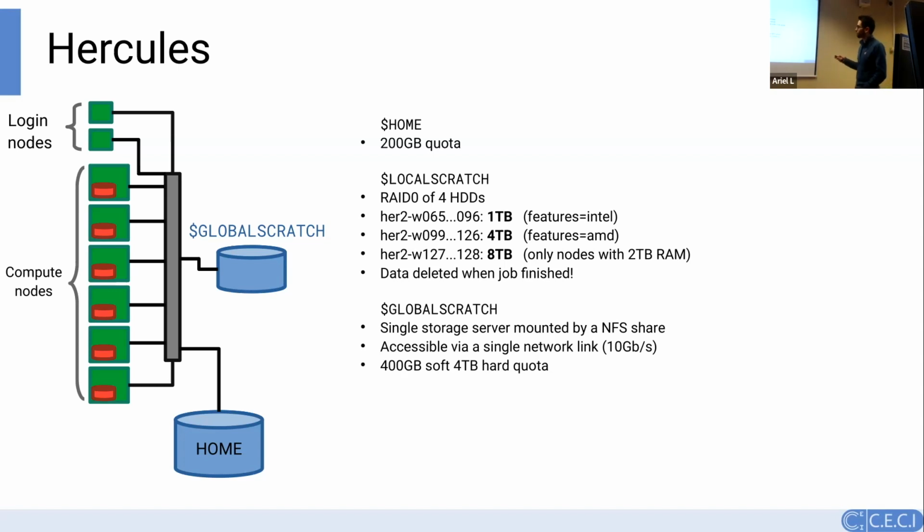They have a 1 terabyte array 0. The local scratch is the speed of array 0 HDDs, and the full size that you have on the oldest is 1 terabyte. Then you have another generation of AMD machines providing 4 terabytes in this local scratch folder, and then you have 2 special nodes with 2 terabytes of RAM, the high-end nodes, and they have 8 terabytes in this local scratch.